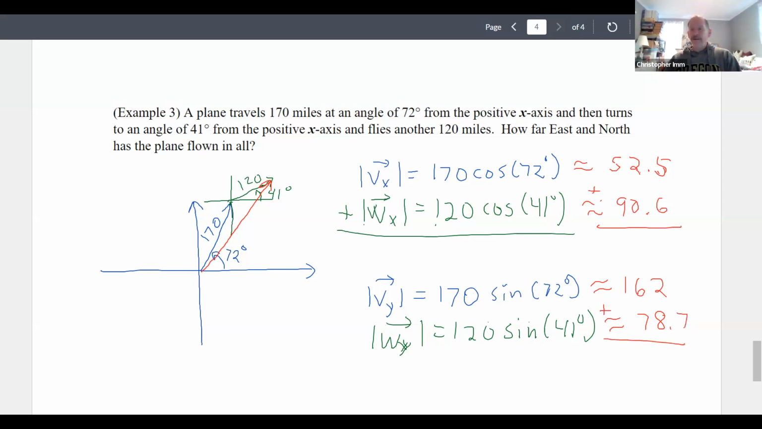So I'm going to add these up, and I'm going to round to the nearest two significant digits. So when I take 52.5 plus 90.6, I get 143.1. So this is approximately 140 miles in the horizontal direction. And then I'm going to take 162 plus 78.7. I get 240.7, so that's approximately 240, rounded to two significant figures, miles. So I can tell that the plane totally went about 140 miles to the east, and then 240 miles to the north.